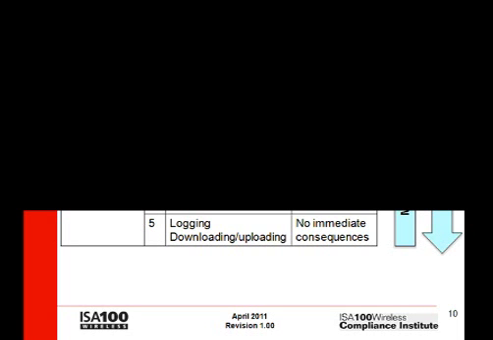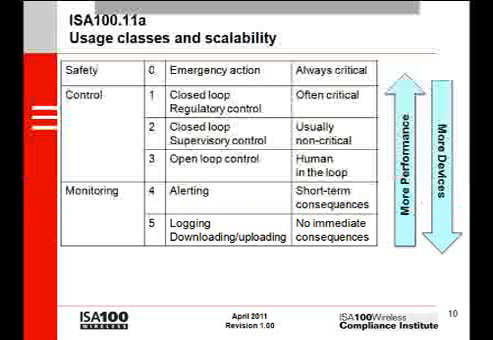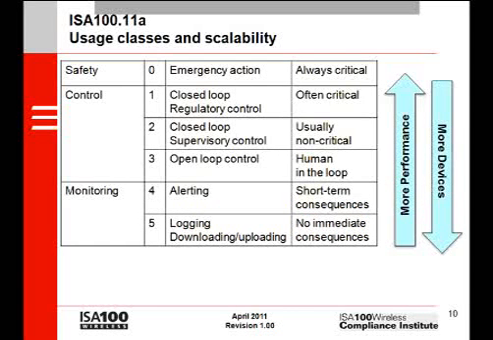ISA100 was designed to cover a wide range of applications, summarized in the standard as application classes 0 through 5. Monitoring applications, called classes 4 and 5, are shown at the bottom of the chart. Control applications, classes 1, 2, and 3, are shown in the middle. Safety, class 0, is shown at the top. The arrows to the right show the nature of the applications. Generally, when the user class is more critical, performance requirements will increase.